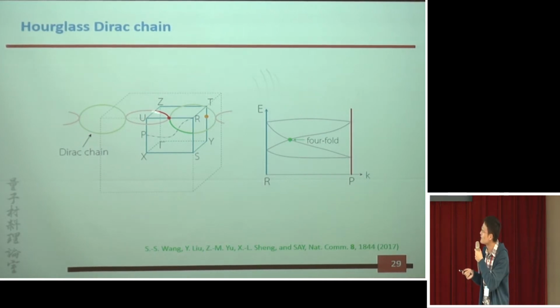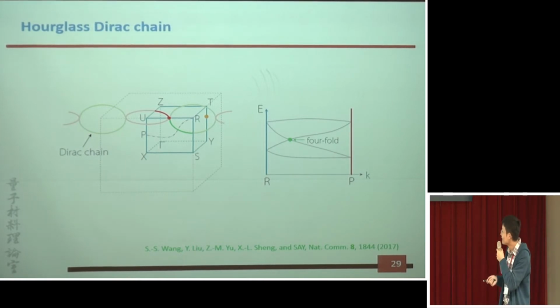And each loop is a Dirac loop, as I mentioned in the previous section. So each loop is fourfold degenerate. And there are two kinds of loops, orthogonal to each other, touching at one point. So this is what we call a Dirac chain. Okay, so this is another schematic picture showing dispersion along a path like this. Along a path like this, you have hourglass type of dispersion.